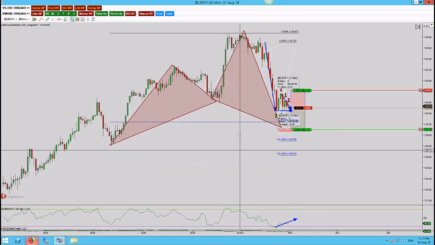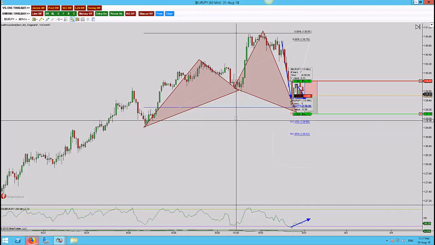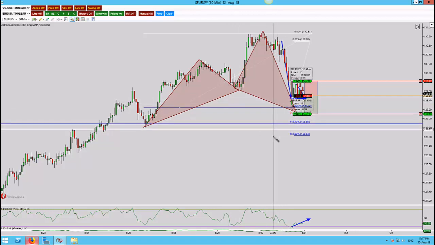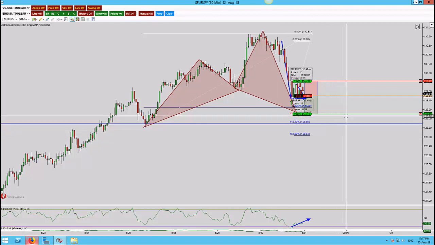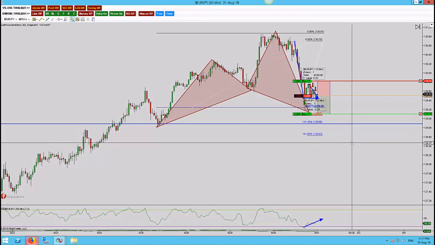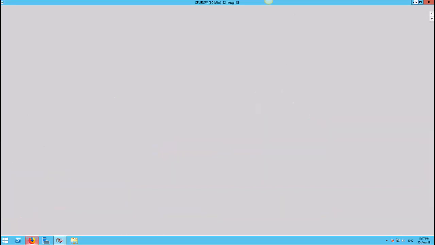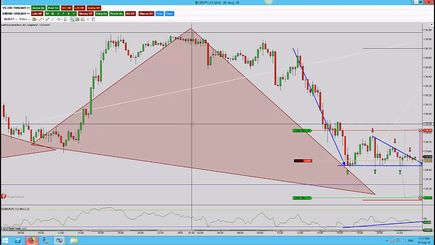And if we look left for where the next structure level is, the next structure level is down here. We could certainly see a move all the way down to this level. However, just above it we have the 129 flat, and so I'm going to want to be above that. So that's the reason for taking profits at that zone, and we'll come back and see if this trade was a winner or a losing pattern.